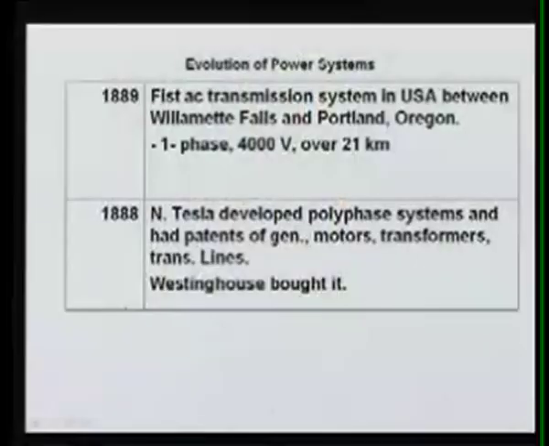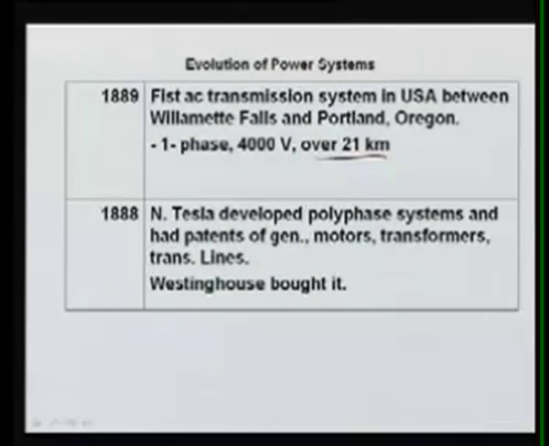At that time, it was not possible to use a DC system because the distance between Willamette Falls and Portland was more than 21 kilometers. So DC generators with DC transmission were not possible. So the first AC single-phase transmission system was 4 kilovolts, over these 21 kilometers. It was not even possible to flow power over a long distance with DC.